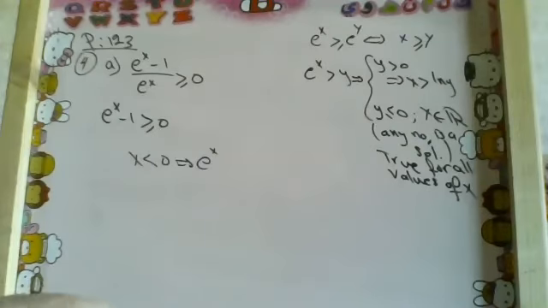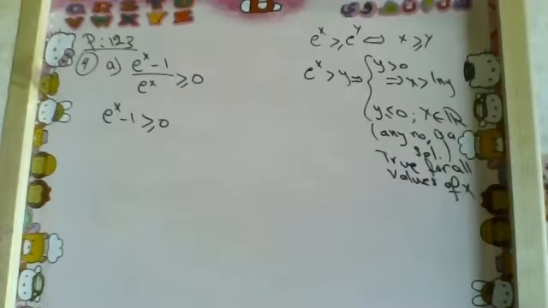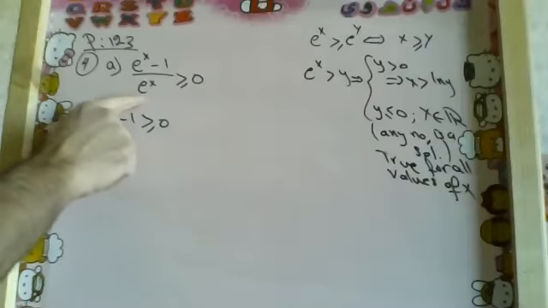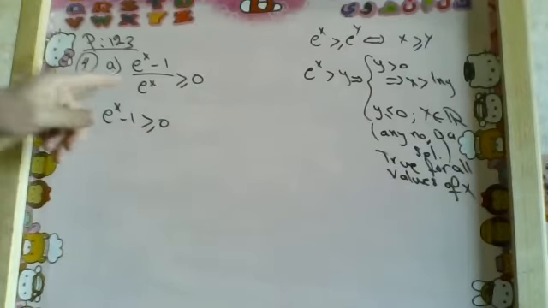There's no need to put a condition on x. We know that this denominator is positive.